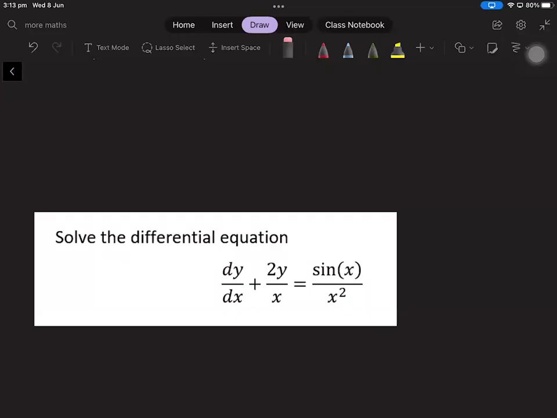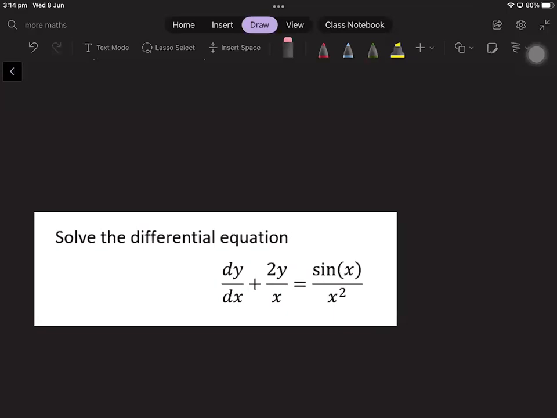In this video, we'll be having a look at the following differential equation. So we are solving the differential equation dy over dx plus 2y over x is equal to sine of x over x squared. If you like, you can go ahead and pause the video and try having a go at the question on your own before having a look at the solution.